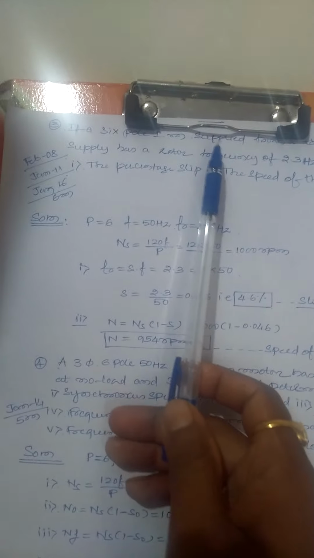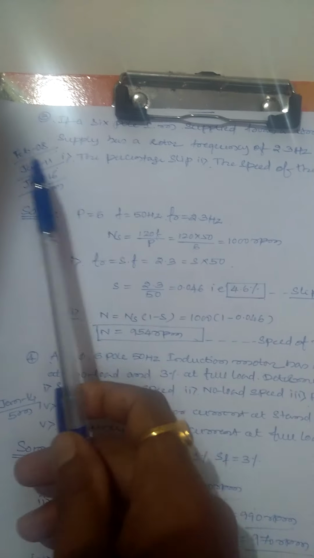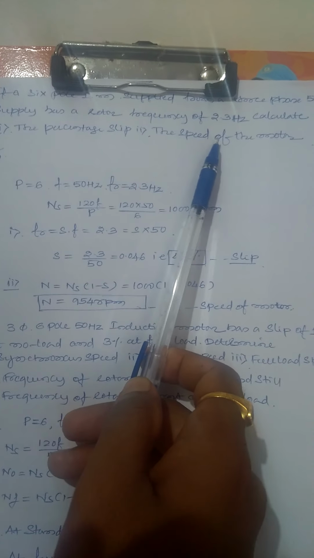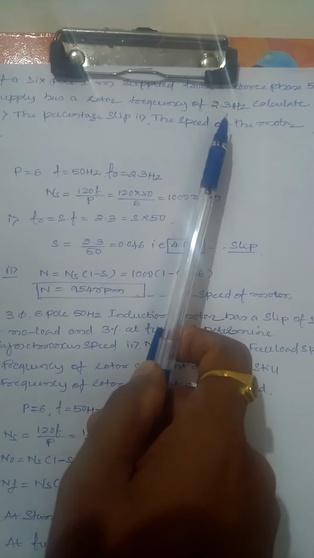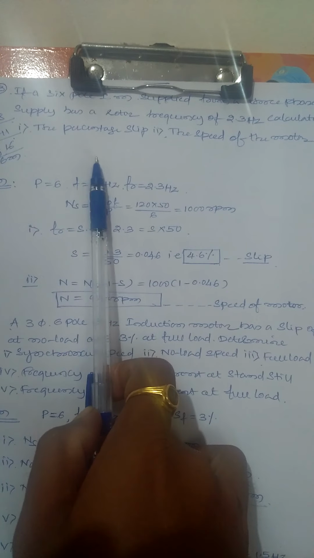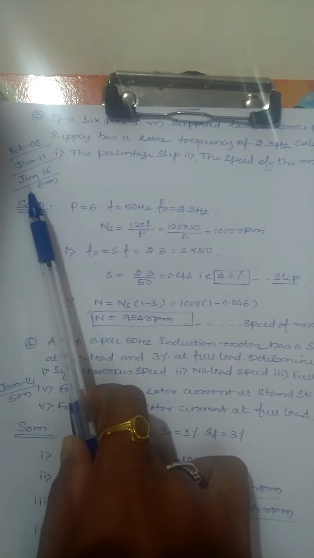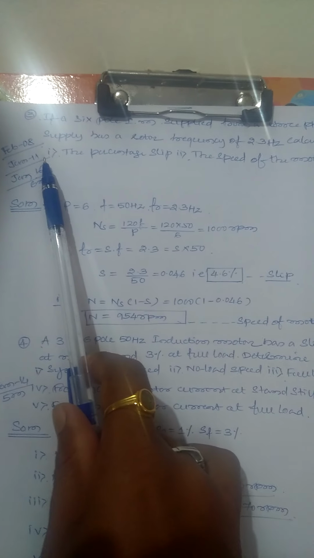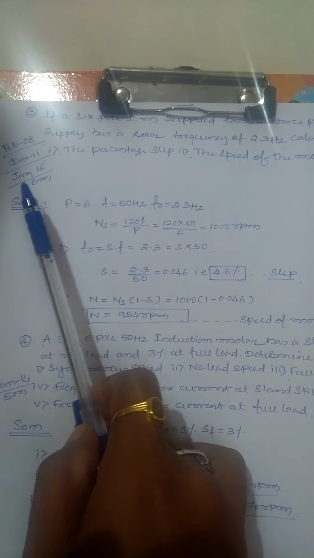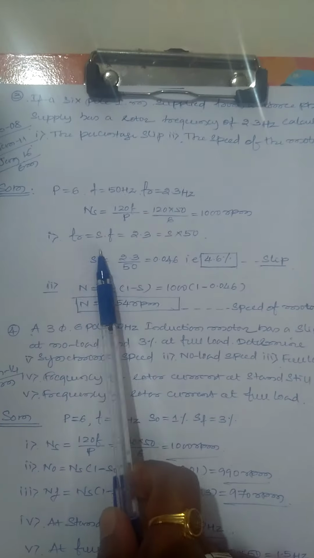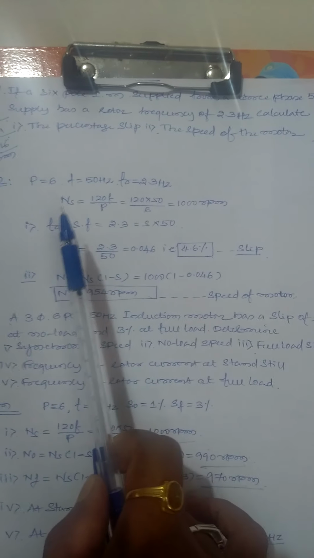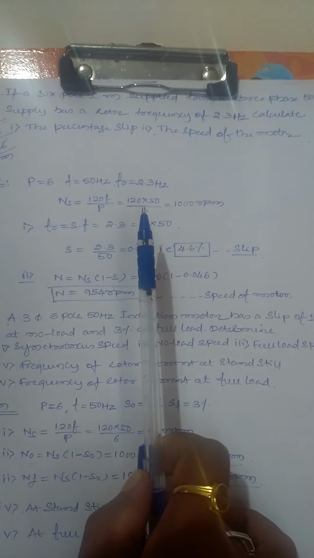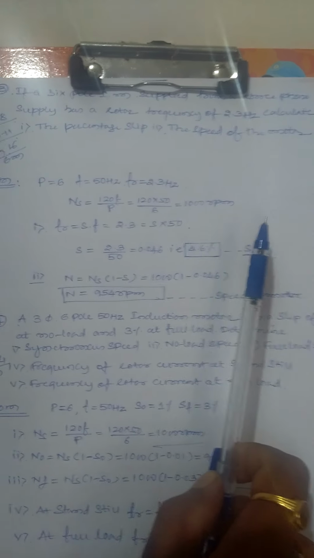Okay, next, third problem. If a 6-pole induction motor is supplied from a 3-phase 50 Hz supply, the rotor frequency is 2.3 Hz. Calculate the percent of slip and speed of the motor. Fr is already given; just calculate slip and speed of the motor. It's also an exam problem, asked 3 times: February 2008, January 2011, January 2016, 6 marks. P equals 6, frequency is 50 Hz, Fr is 2.3 Hz. Ns equals 120 f by P, 120 into 50 by 6, that is 1000 RPM.